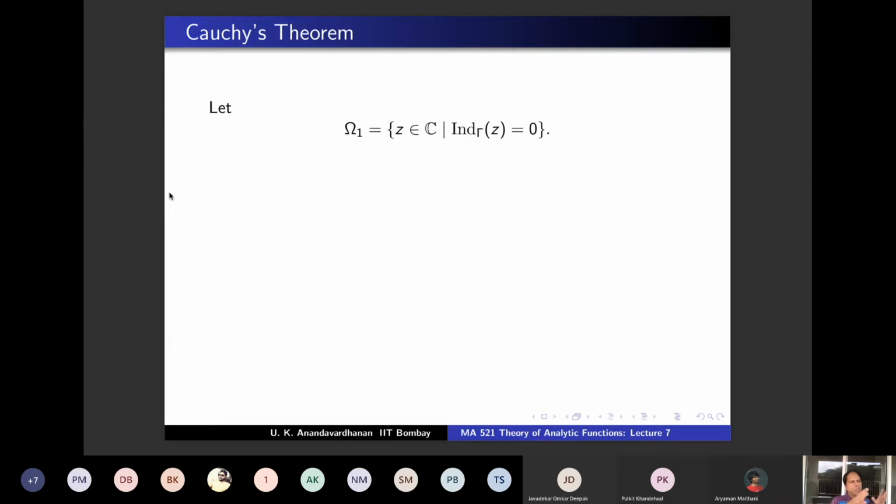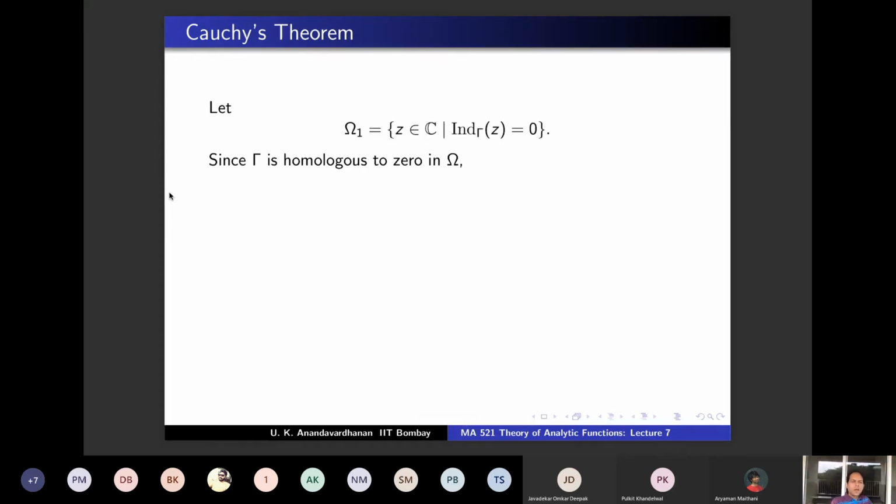The circle will be the boundary of a disk. Any point outside, of course, has index 0. So you're constructing such a set, omega 1. If you were only on a disk, you are expanding it to the whole of C. So you want to consider all those other points, all those points in C such that the index is 0.